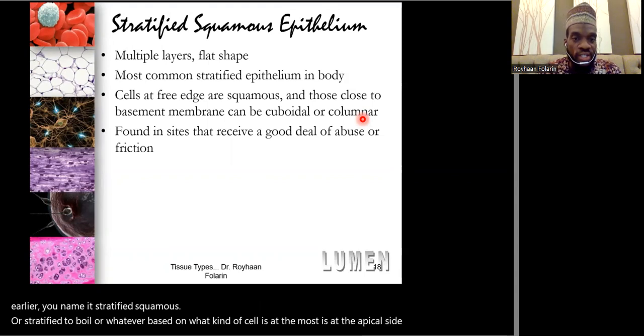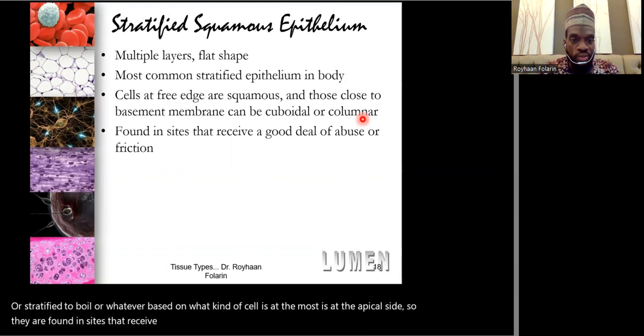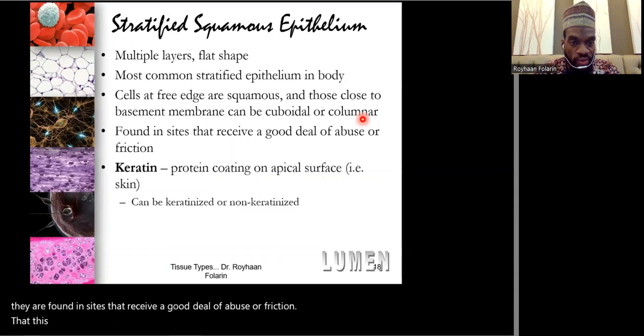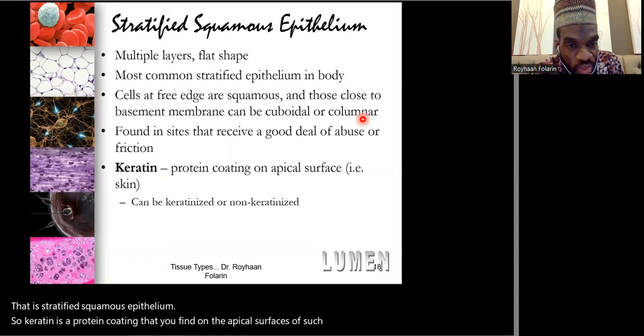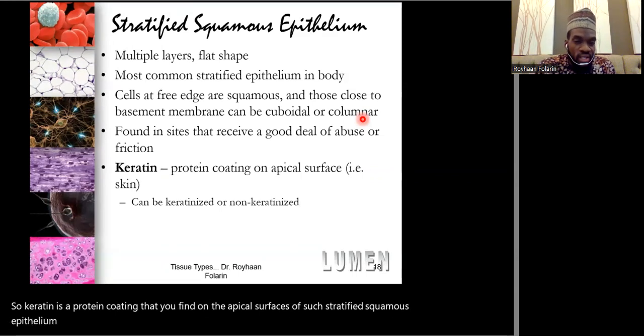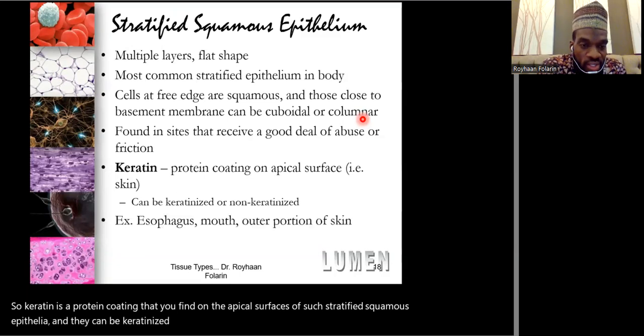So they are found in sites that receive a good deal of abuse or friction. That's the stratified squamous epithelium. Keratin is a protein coating that you find on the apical surfaces of such stratified squamous epithelia, and they can be keratinized or non-keratinized.